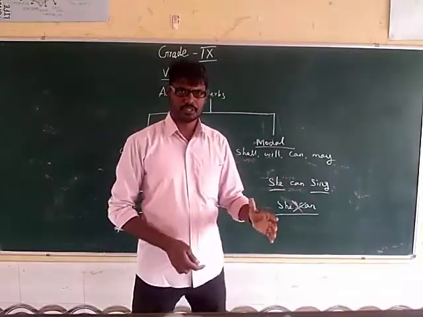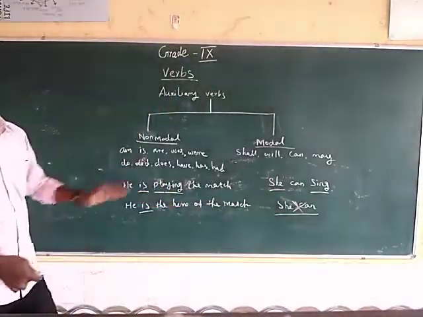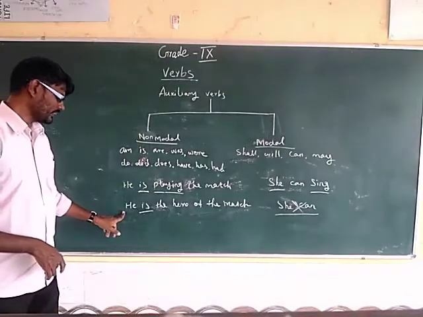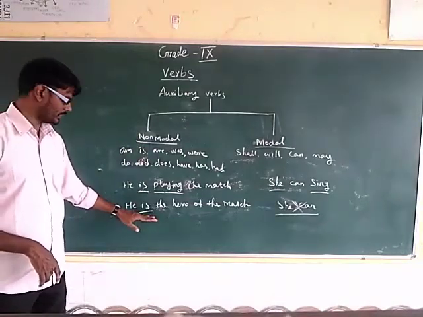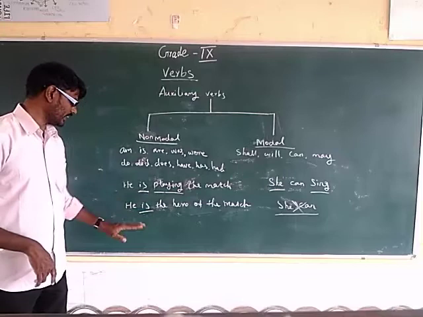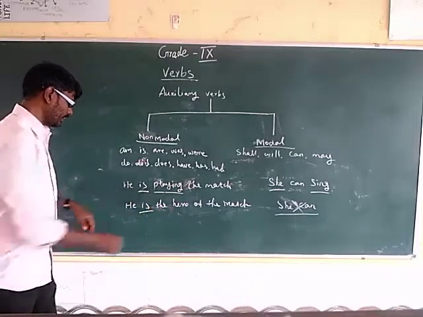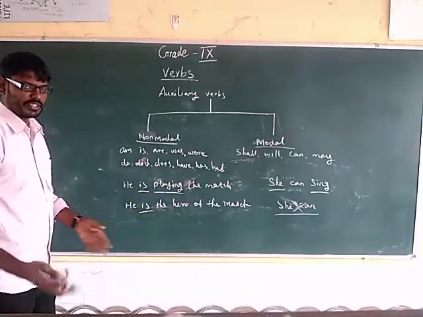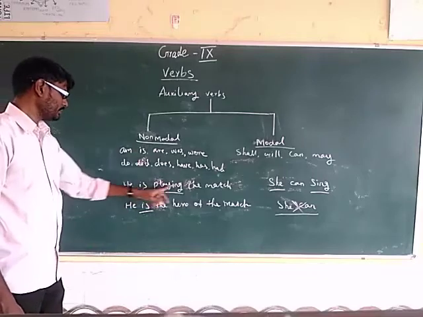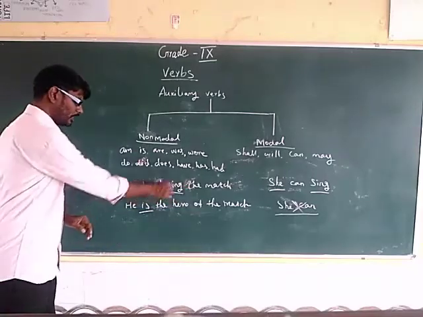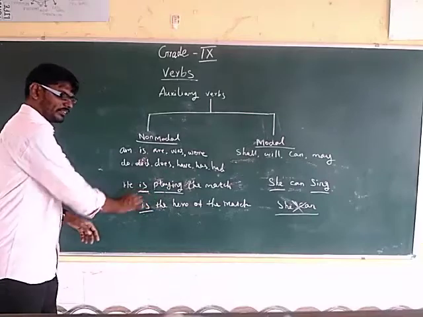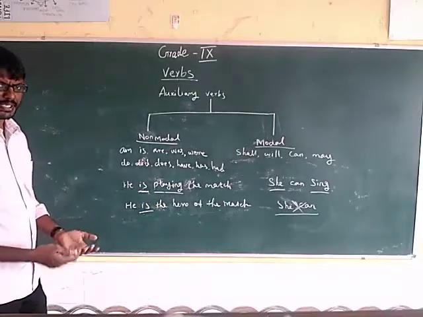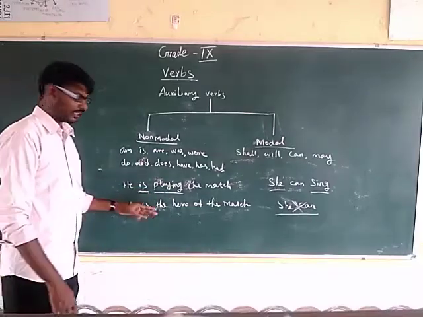Placement of the verb next to the subject. Here he is the subject. Actually, he is playing the match. Here we have only one verb, so easily we can say that this is the main verb. He is playing the match. Playing is the main verb, and is is the auxiliary verb. The auxiliary verb is placed next to the subject.